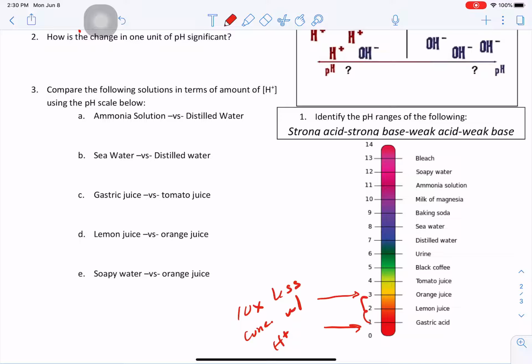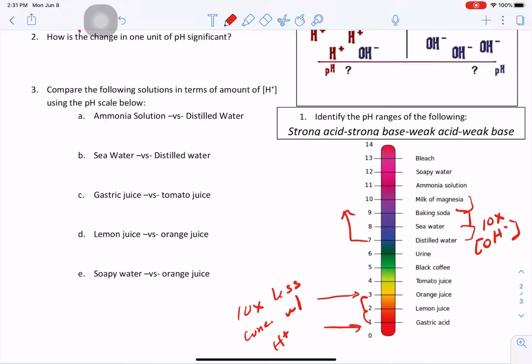All right? Okay, now let's go to something becoming more alkaline or more basic. Let's go from distilled water to seawater. Okay, that's a 1 pH jump. However, when something becomes more basic or alkaline, we're going to talk about the concentration of hydroxide ions. So from distilled water to seawater is 10 times more concentrated with hydroxide ions. Then baking soda would be 1,000 times more concentrated with hydroxide ions. Then milk of magnesia would be 10,000 times more concentrated with hydroxide ions.